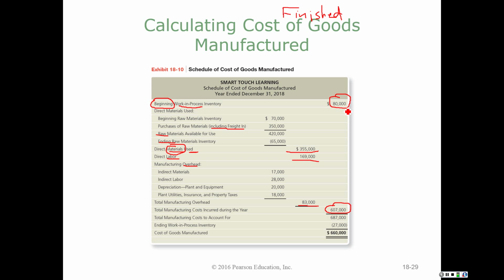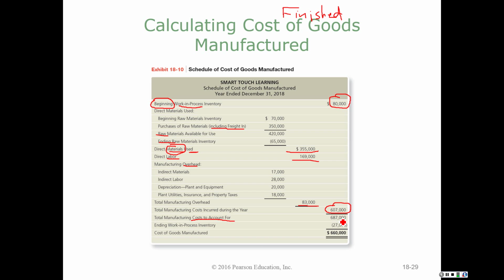So if I started with 80, I added another 607,000. I have, or should have available, notice what they call it, cost to account for. I have added $687,000. This is what has taken place in my manufacturing process for this period: 80,000 to begin with, the 607,000 I have added this period. That gives me $687,000 worth of cost of goods manufactured.